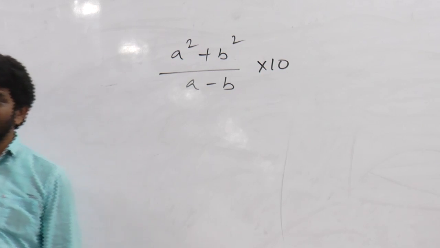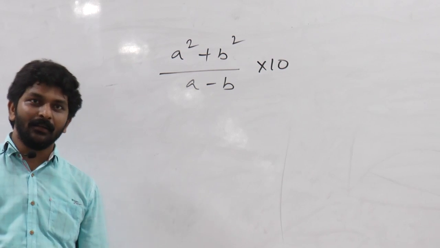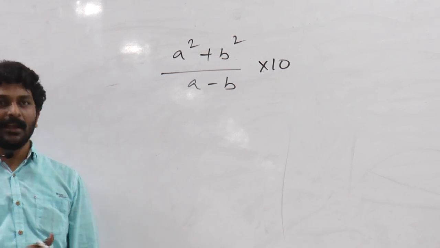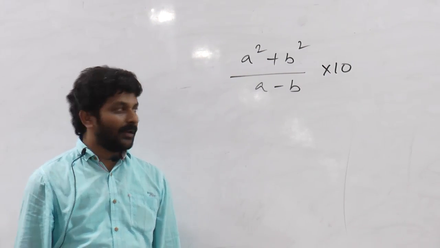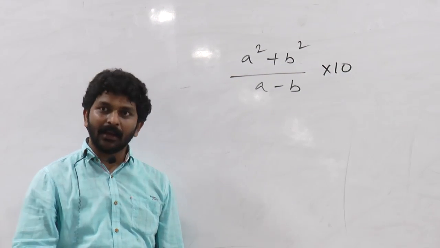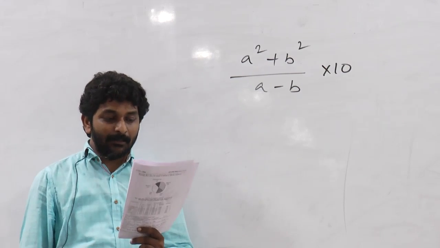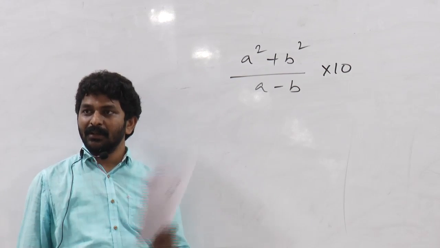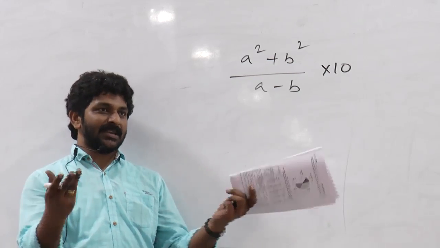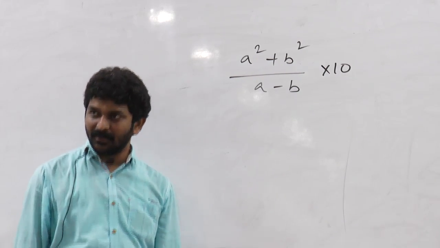Did I tell you the b minus a value? Did I tell you the a value? Is it correct or wrong? Correct. My a value is 2.34 and b value is 1.23. A square plus b square or b square plus a square, whatever it is, one and the same.